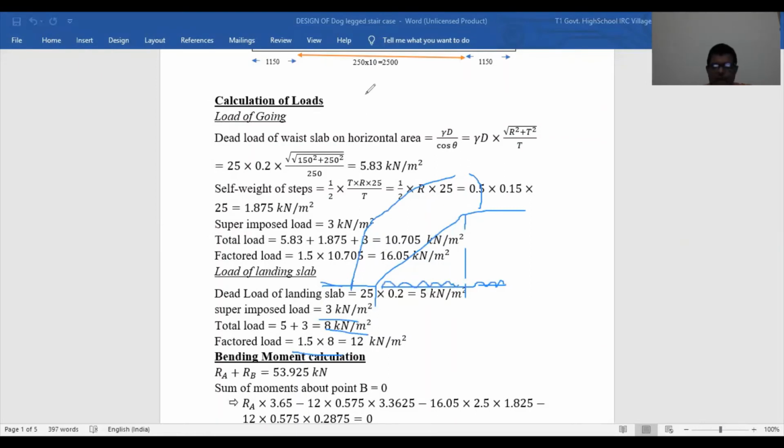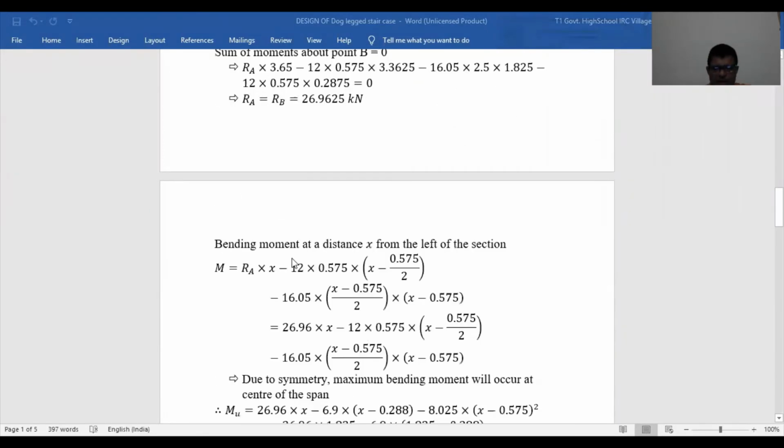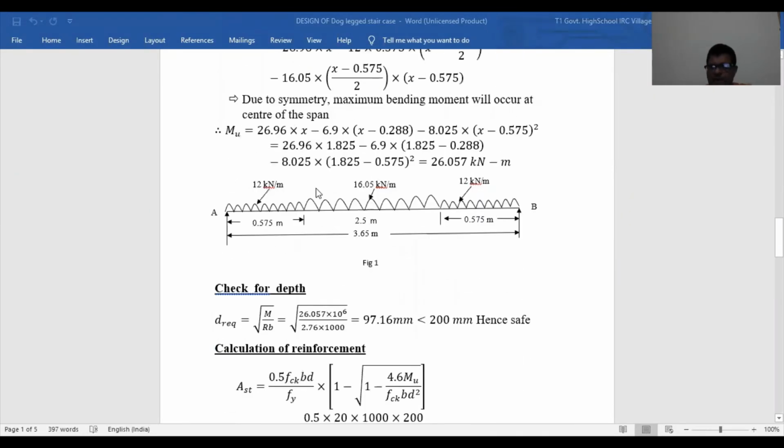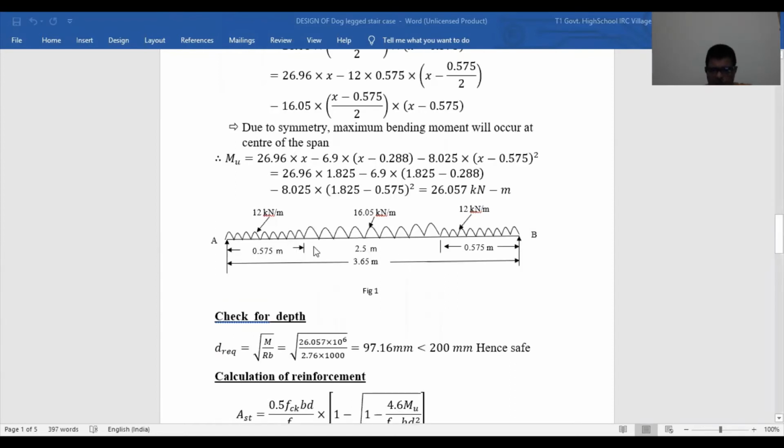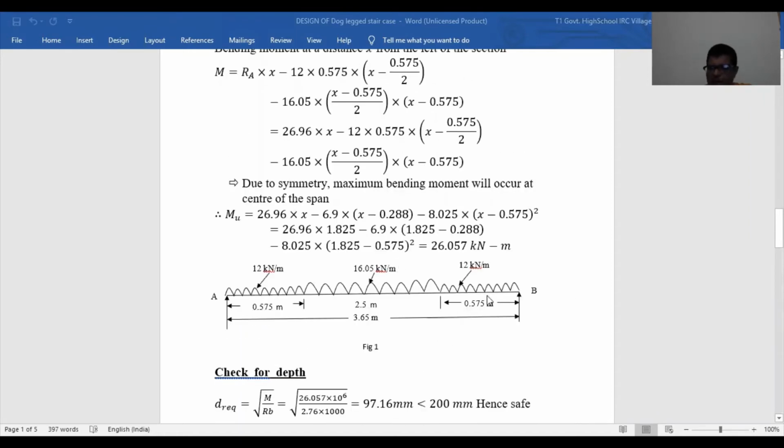Now you have to find the maximum bending moment. So draw the bending moment diagram, how the load is acting now. You have already been taught the bending moment diagram for the simply supported slab. Both sides are simply supported. 2.5 meter is your going, then half on both sides. You cannot take the entire landing; take half of the landing on both sides, center to center. So this is 0.575 and 0.575. Here is 12 kilonewton per meter, and 16.05 kilonewton per meter.